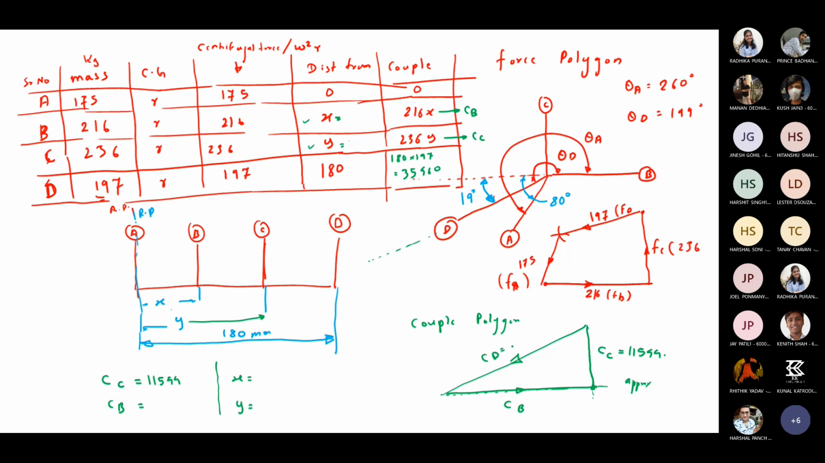See, CD is how much? This value, 35460. Alright, and this angle is 19 degrees. So CC will be sine of this angle, CB will be cosine of this angle. That is 35460 cos 19. Okay, so this will be 33528. So x will be 11544 divided by 236.